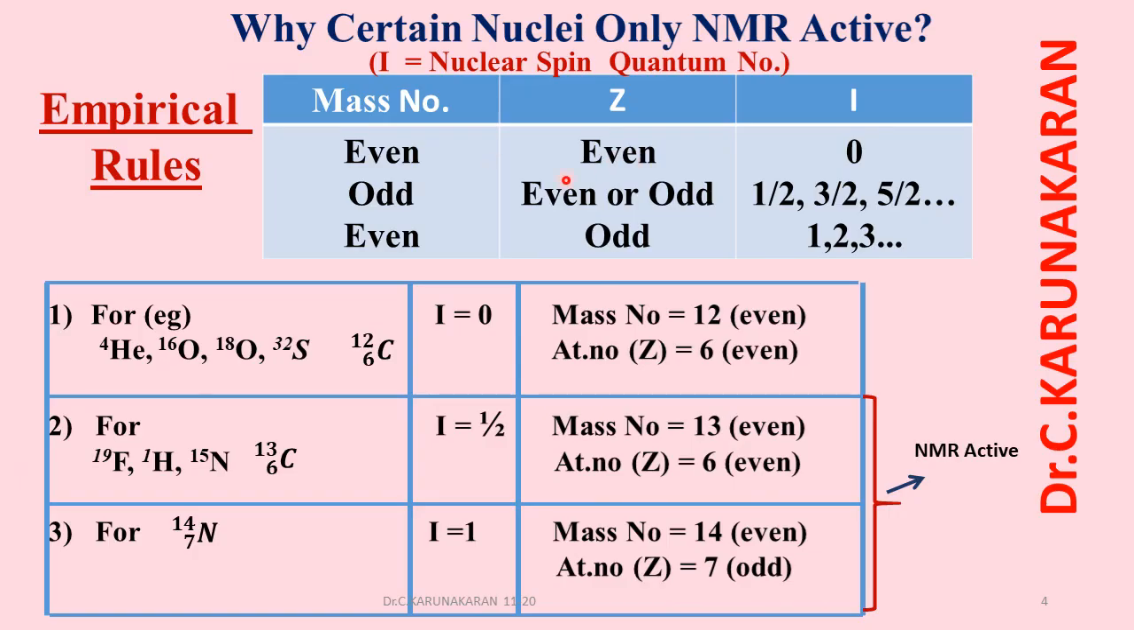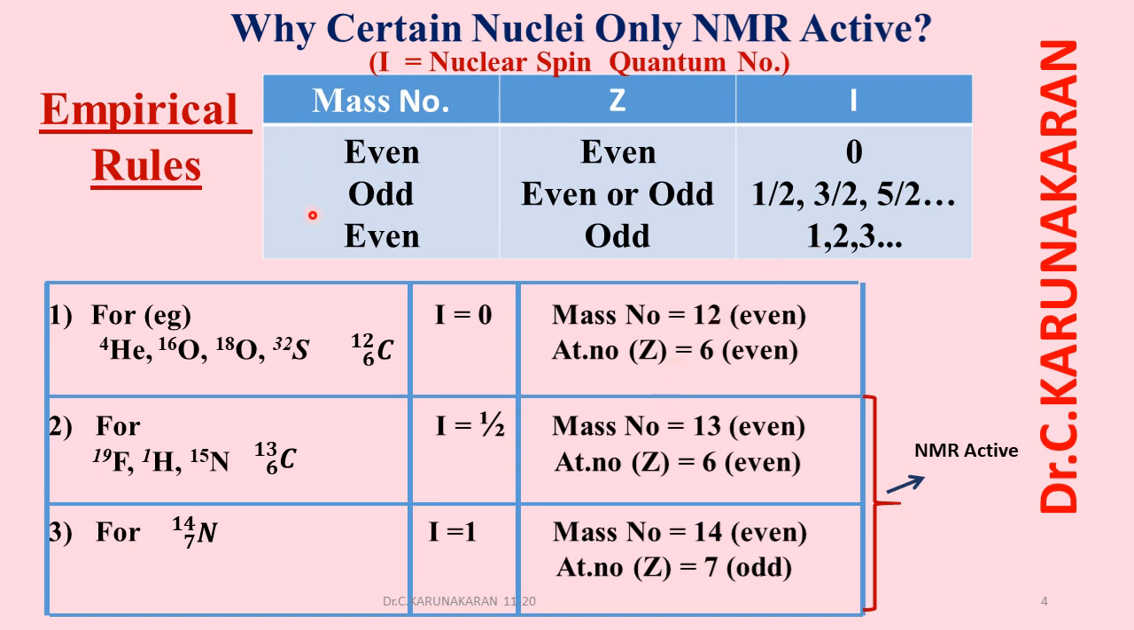In this slide, we will see why only certain nuclei are NMR active. Not all the nuclei are NMR active. For example, carbon-12, oxygen-18, and oxygen-16 are not NMR active because they don't have an I value. The nuclear spin quantum number I is equal to 0. So only the nuclei which possess I greater than 0 are NMR active.